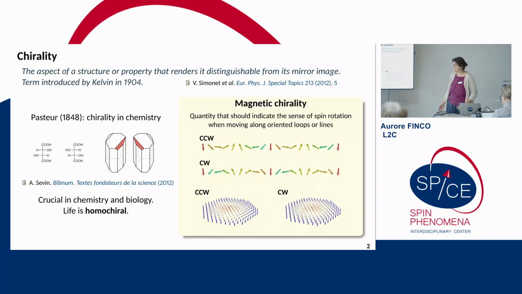In magnetism, what I will call magnetic chirality is a quantity that should indicate the sense of spin rotation when moving along an oriented loop or an oriented line. So if I look at a spiral, this one is going to rotate counterclockwise, this one clockwise. If I look at a skyrmion, again, you can have the two options.